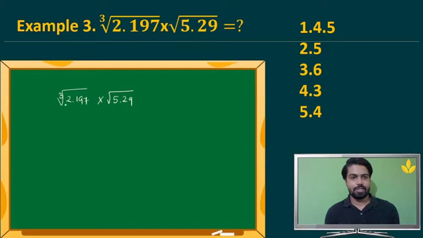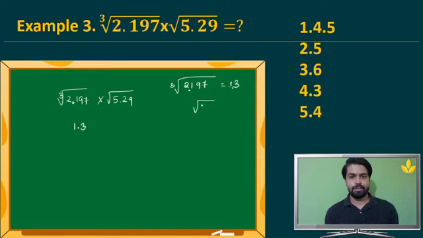But what I can see here is that 2197 is a perfect cube. Its cube root is actually 13. So instead of 2.2197, they give 2.197. When you take the cube root, it will give you a decimal after only 1 digit, that is 1.3. So this value is 1.3.